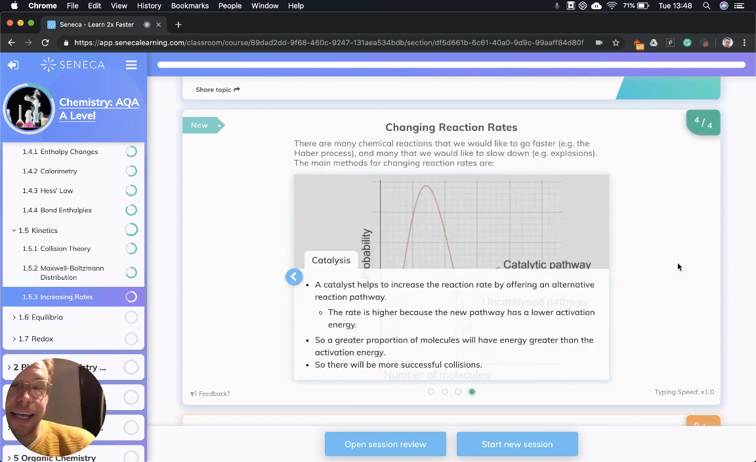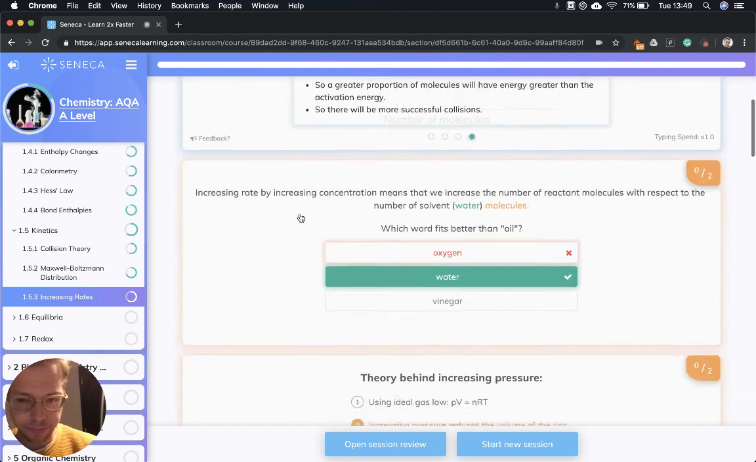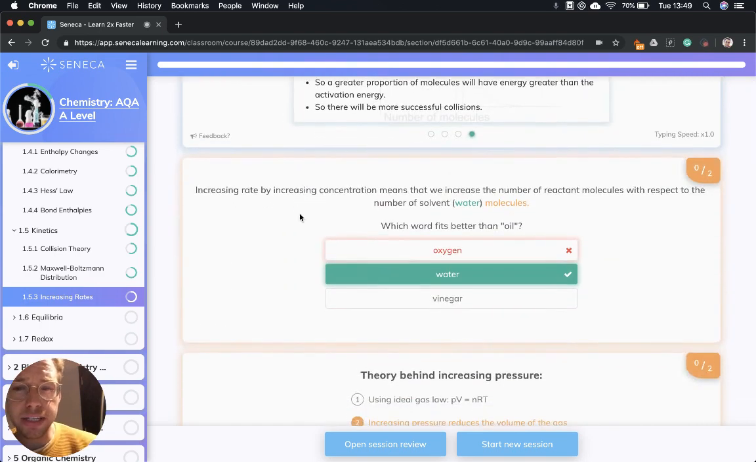Catalysis. A catalyst helps to increase the reaction rates by offering an alternative reaction pathway. The rate is higher because the new pathway has a lower activation energy. So a greater proportion of molecules will have energy greater than the activation energy. This means that there will be more successful collisions. So that is catalysis.